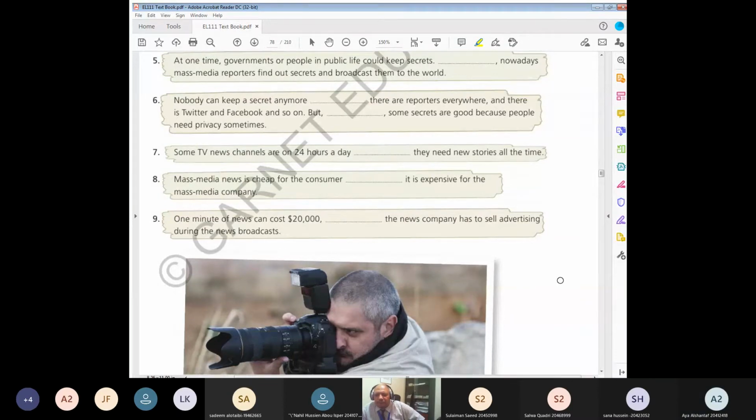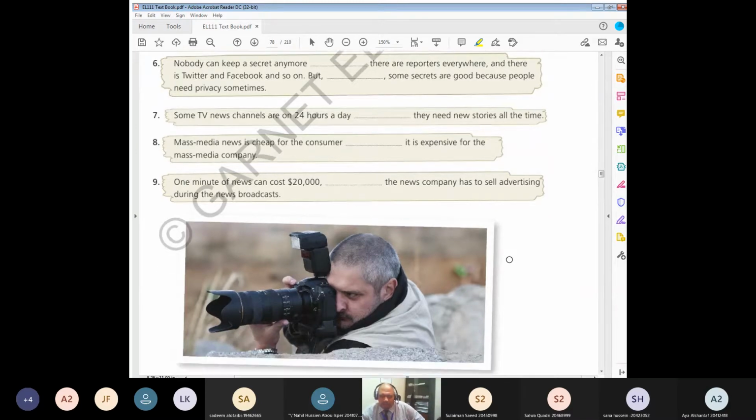So which of them makes more sense to you? Using because or using so? So yes, excellent. Some TV news channels are on 24 hours a day. So if they are on for 24 hours, they need news, new stories. So they need new stories all the time.